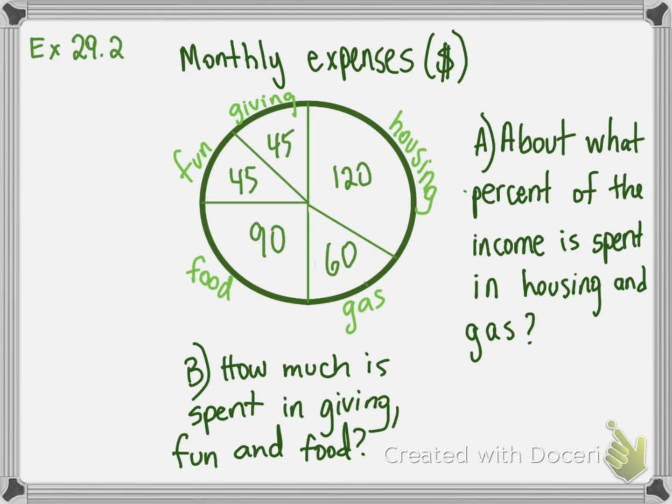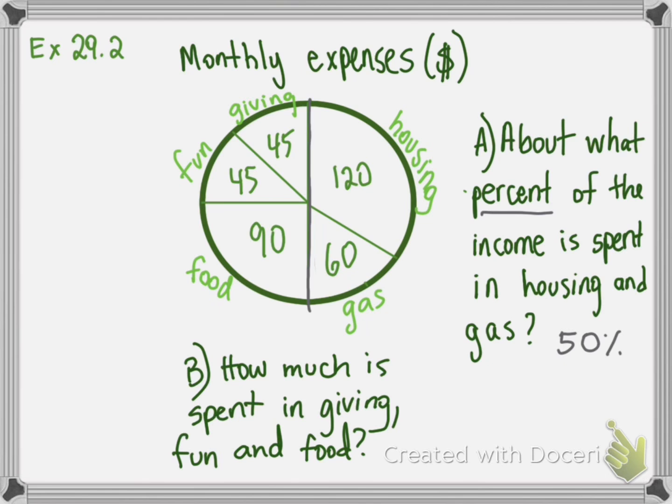Now, the first question says about what percent of the income is spent in housing and gas. So as you can see, we might not be completely sure, although if we add those numbers, we see that the total is 360. So we could easily see what is the percentage. But just by looking at these, we can see that this line here cuts it in half. So it's about 50%. Actually, it's exactly 50% of the income, what is used for housing and gas.